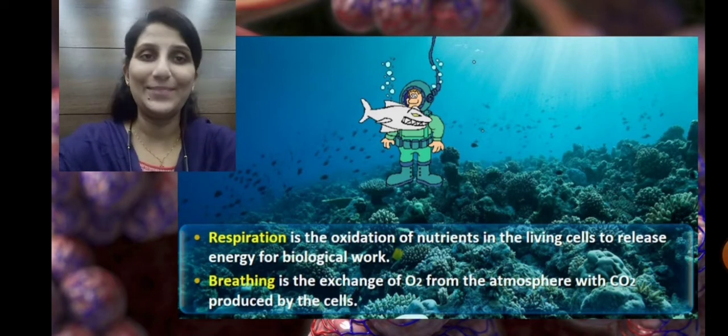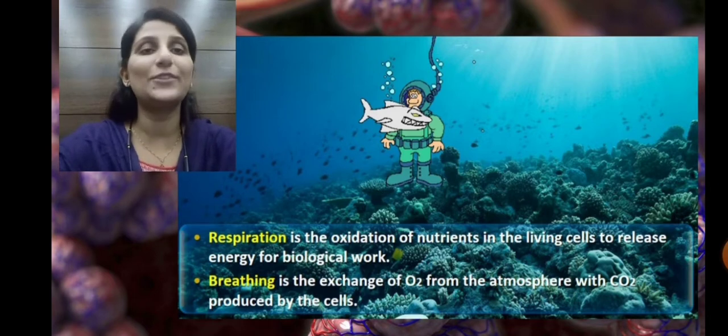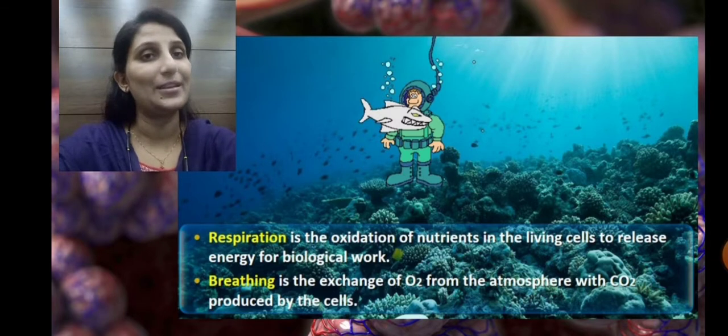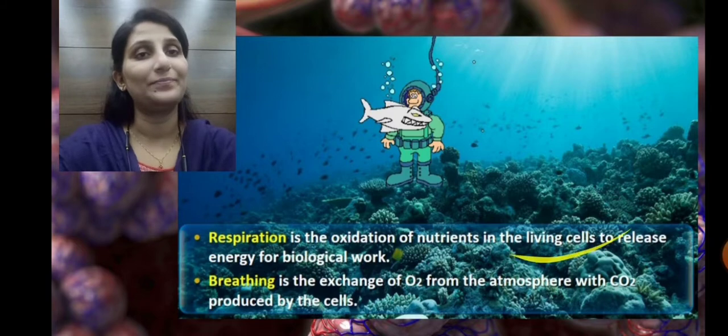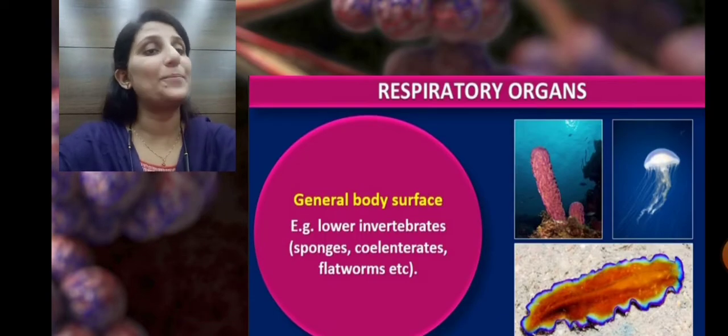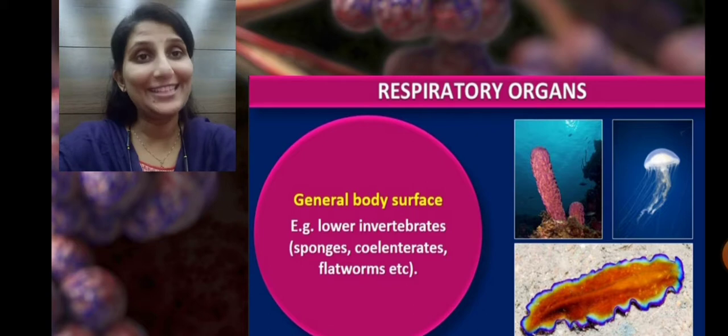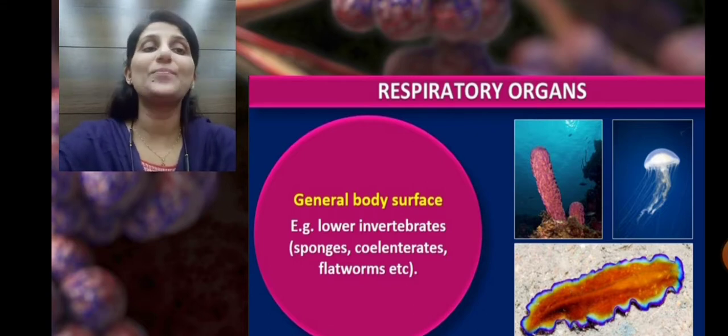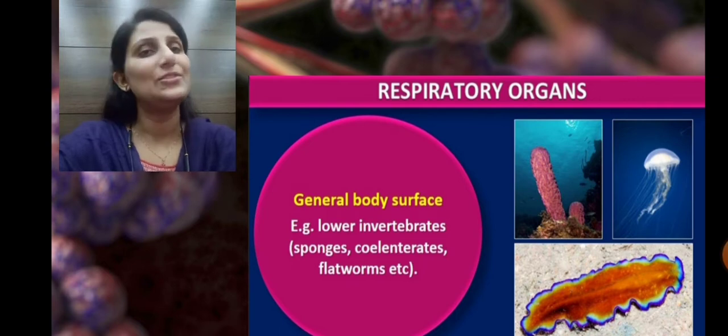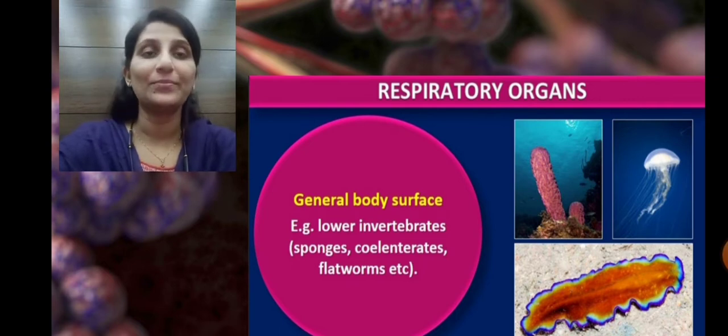Different organisms have evolved different types of respiratory organs. And let us learn about the different respiratory organs. The first type of respiratory organ is the general body surface, which is present in lower invertebrates like sponges, coelenterates, and flatworms. In these organisms, the respiratory organ is the general body surface.